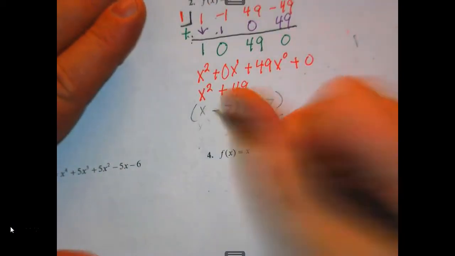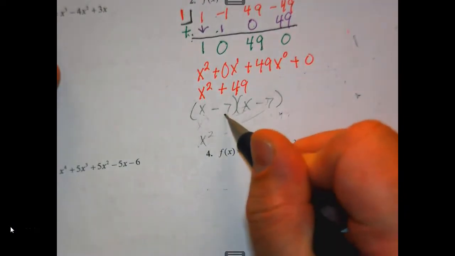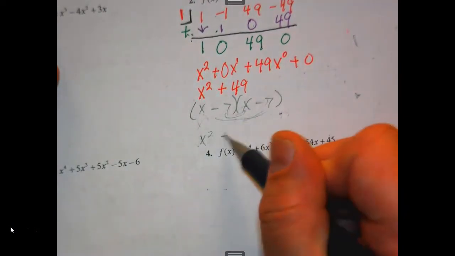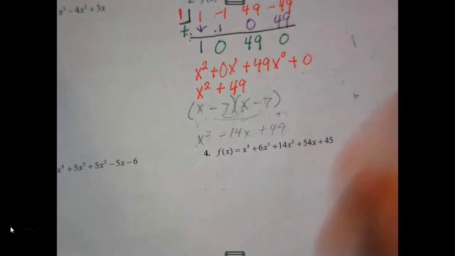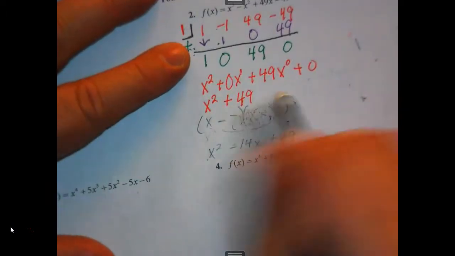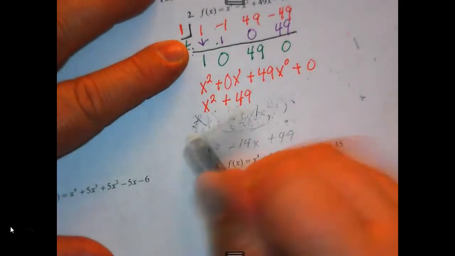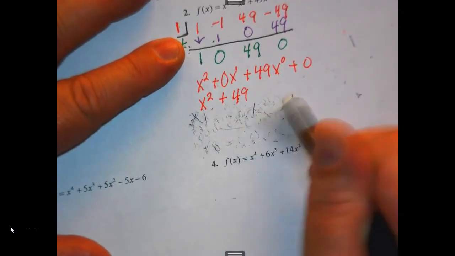Okay, x minus 7, x minus 7. Let's see, x squared, negative 7x, negative 7 is negative 14x, and plus 49. Nope, that doesn't work. Anything else? Anybody? Anyone?